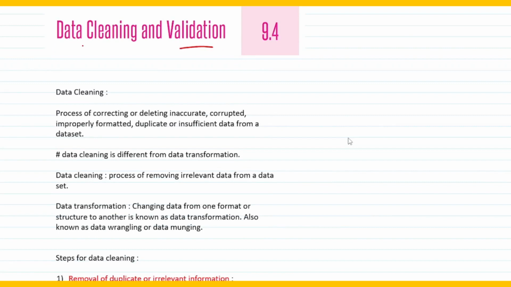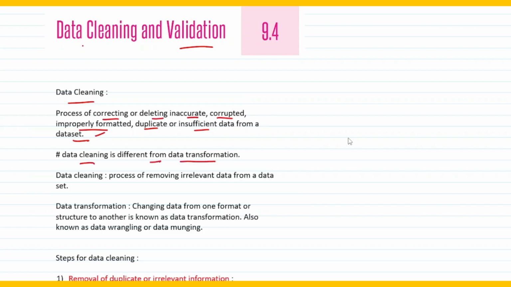To start with, data cleaning simply means the process of correcting, because it's a cleaning process. Hence the data cleaning process talks about correcting or deleting something which is inaccurate, that is unwanted, corrupted, that is being ruined, improperly formatted, that means which is not in order, something which is duplicate or repeated, or any insufficient data from a data set, right? So data cleaning is what? Data cleaning is simply a process of correcting or deleting inaccurate, corrupted, improperly formatted, duplicate or insufficient data from a data set, right? Now please remember, data cleaning is completely different from data transformation, right?